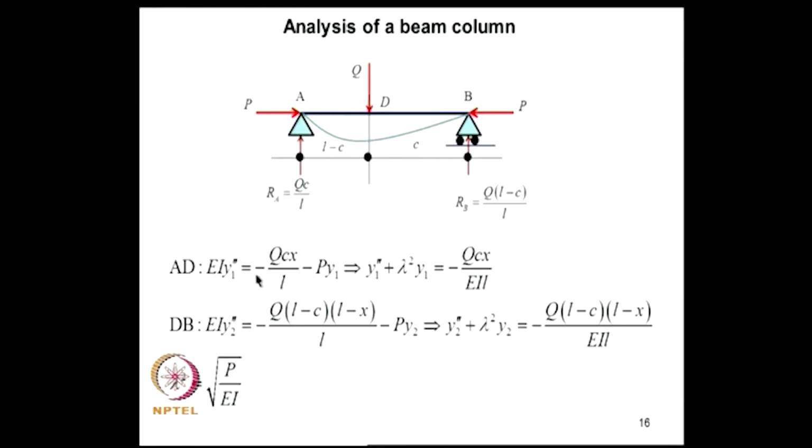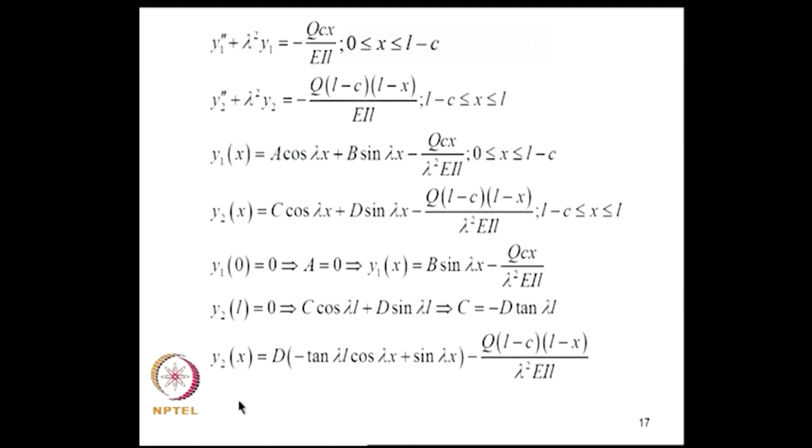Now for the part of the beam lying in AD, the equilibrium equation is given by EI y1 double prime minus QC x by L, that is the bending moment, minus P into y1. So this leads to the equation y1 double prime plus lambda square y1 is equal to the applied load. Similarly, for the second part we can write the equation and I get y2 double prime plus lambda square y2 is equal to this. Lambda square as before is P by EI. Now, I can solve these equations.